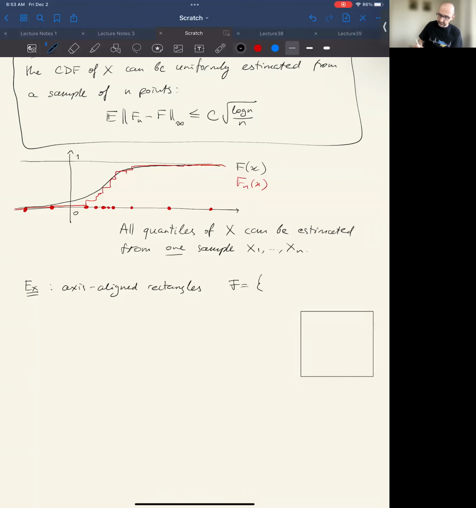Axis-aligned rectangles. So things like this. Mathematically, it's just AB times CD.